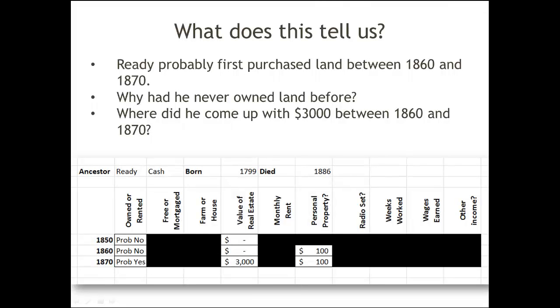So what does this tell us? We know Reddy probably first purchased land between 1860 and 1870. So we should go look for a deed. Why had he never owned land before? And where did he come up with $3,000 in the years when the Civil War was going on? Now we have more questions. And this proves once again that once you find new information, you just have more questions and the search continues.